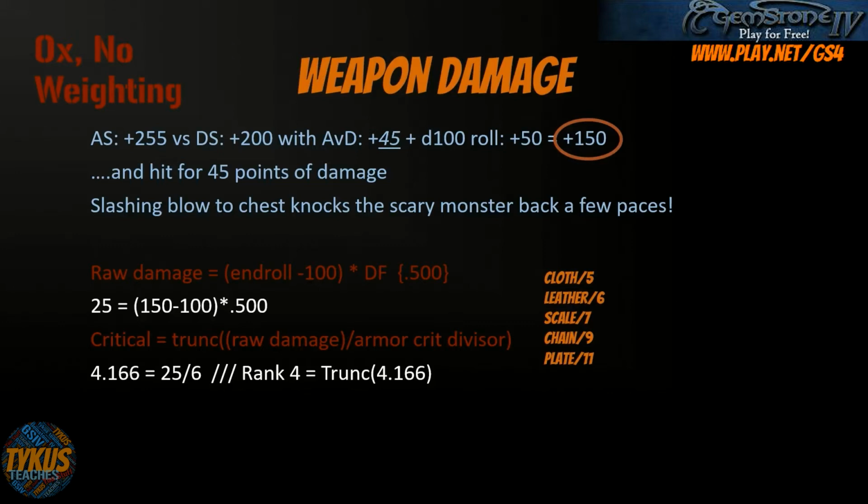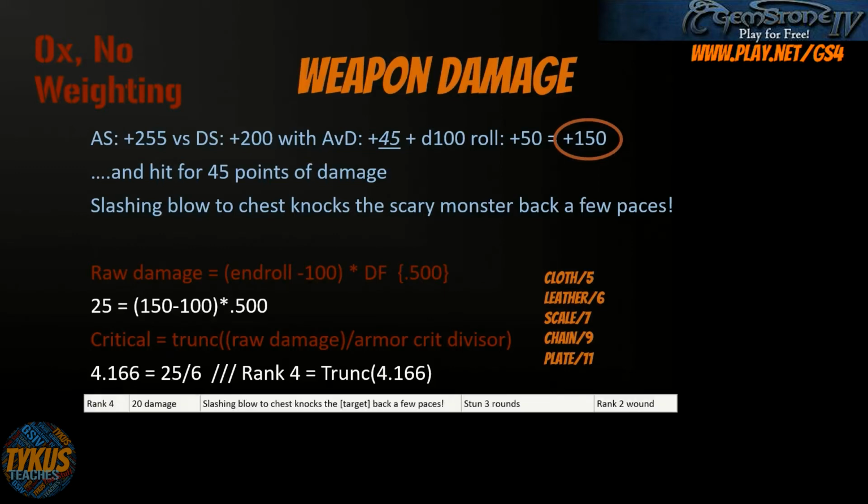Today we're going to use a crit divisor of 6, and you can see that in our next formula here. Our raw damage divided by our armor crit divisor, which is 6, so 25 divided by 6 gives us a value of 4.166, and our calculation tells us to truncate that. So we end up with a rank 4 critical.